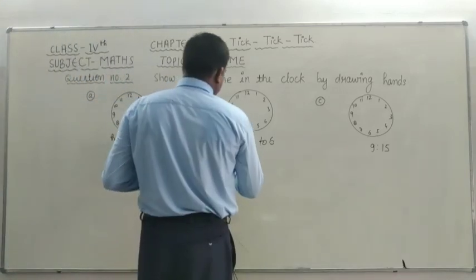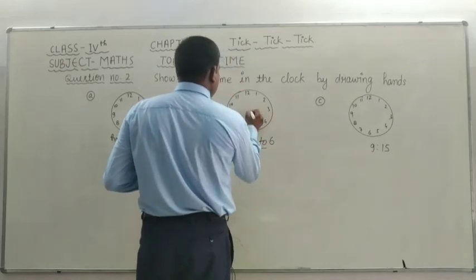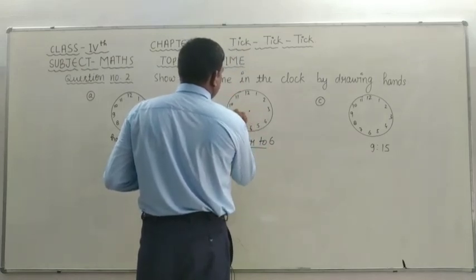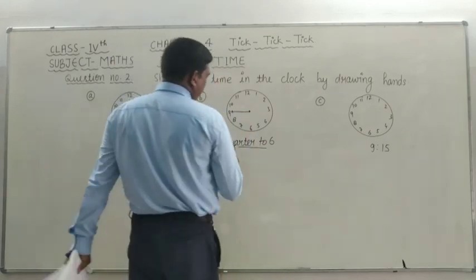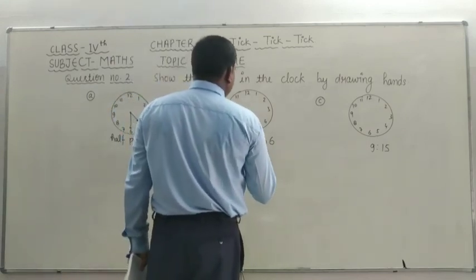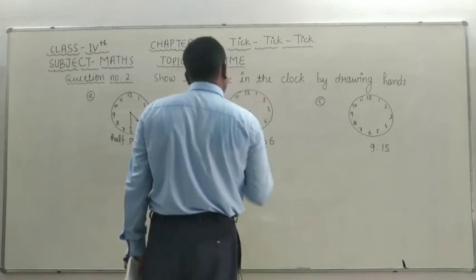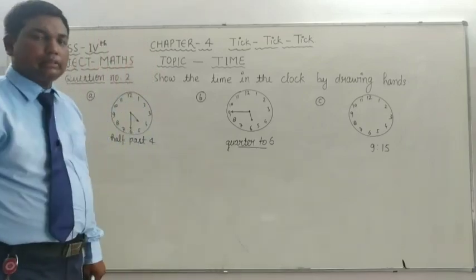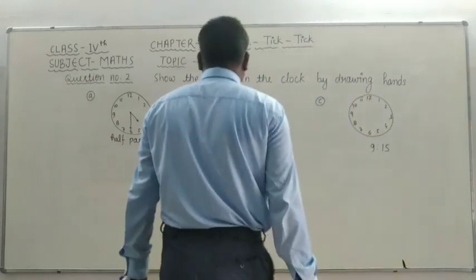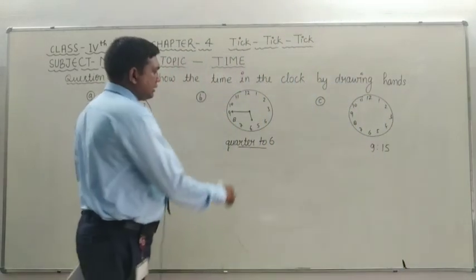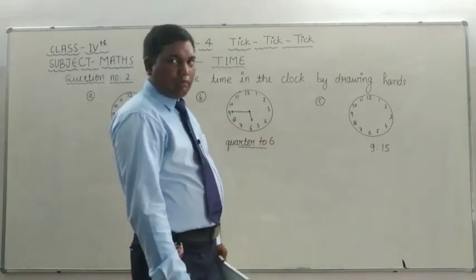Similarly, here given that 5:45. It means that firstly we have to take the minute hand exactly at 9, and then the hour hand exactly between 5 and 6. Okay, understand? This is 5:45.